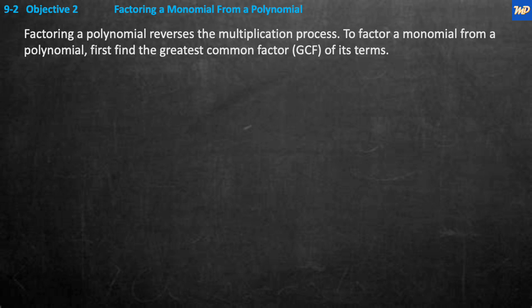Objective 2, factoring a monomial from a polynomial. Factoring a polynomial reverses the multiplication process. To factor a monomial from a polynomial, first find the greatest common factor, the GCF, of all of its terms, or of each of its terms, however you like to say that.